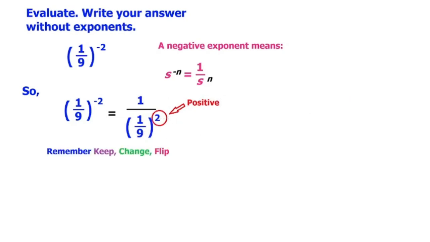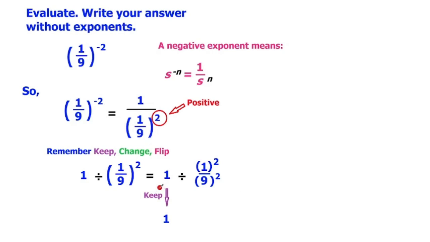So now we just need to remember our rule of how to divide fractions like this. We just use keep, change, flip. So we could rewrite this as 1 divided by 1 over 9 squared. So here we can apply this power to 1 and to 9 separately, okay? Just to make it a little bit easier to look at and to work with.